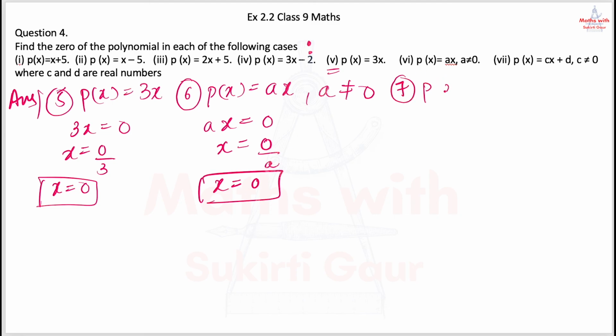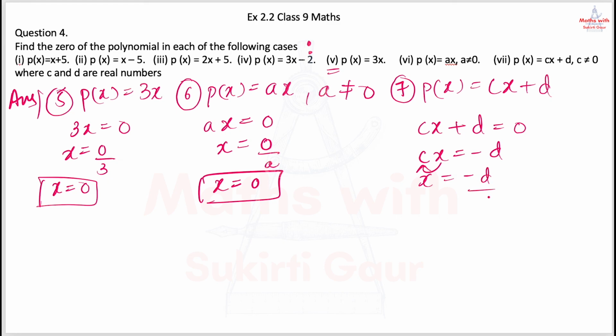Seventh part, px equals to cx plus d. Now put cx plus d equals to 0. Solve it for x. Cx is equals to minus d. First the constant goes. Now for x, c will go in the division. We have got x equals to minus d upon c.